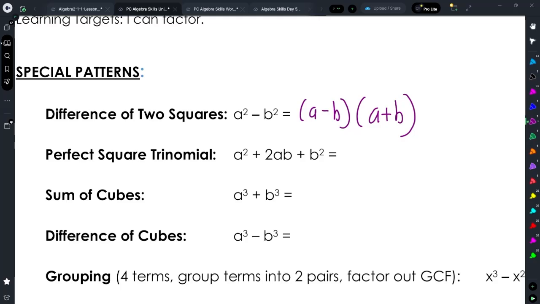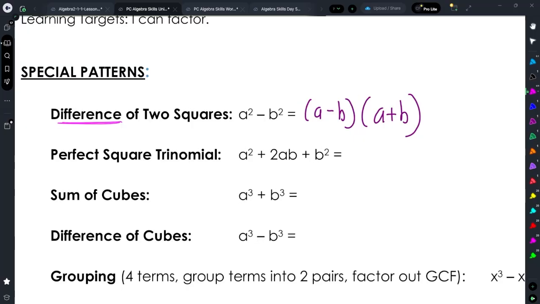Now, something very important to understand is that this is the difference of two squares, not the sum. So if I had a squared plus b squared, this is not factorable. That is a very common mistake that people make, that they think there is a sum of squares. There isn't, it's just a difference of two squares.